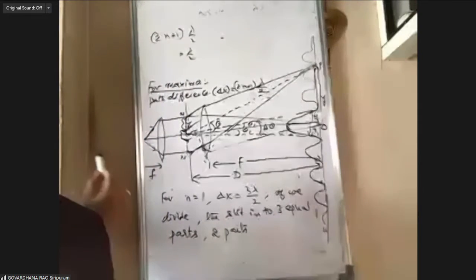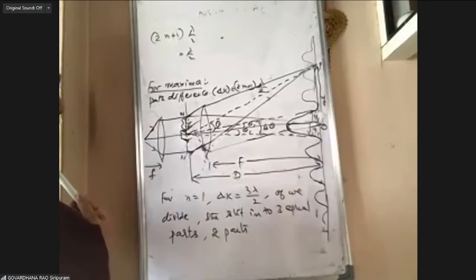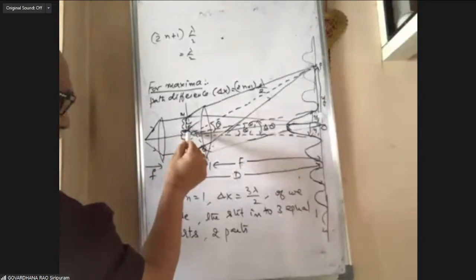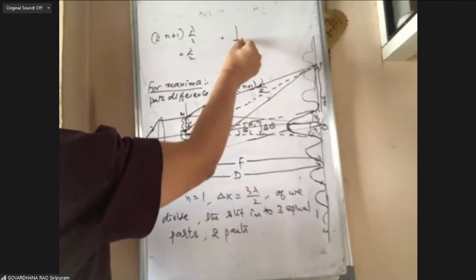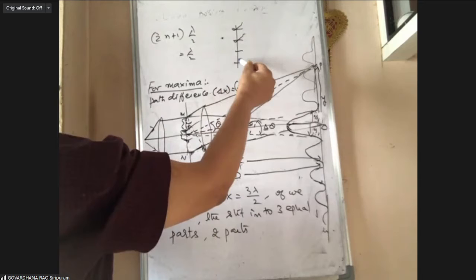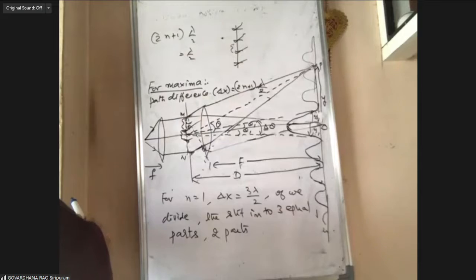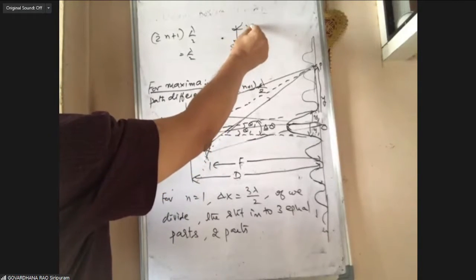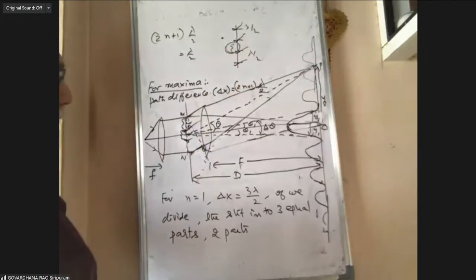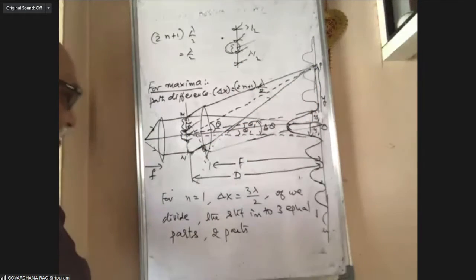That is why take 2n plus 1. n equal to 1 gives 3 lambda by 2. You divide into 3 equal parts. So this is cancelled by this, this is cancelled by this. You are not utilizing this portion. So this lambda by 2 and this lambda by 2 cancel, whereas this lambda by 2 is not at all used. So this will appear at the point P as an intensity here. Follow?